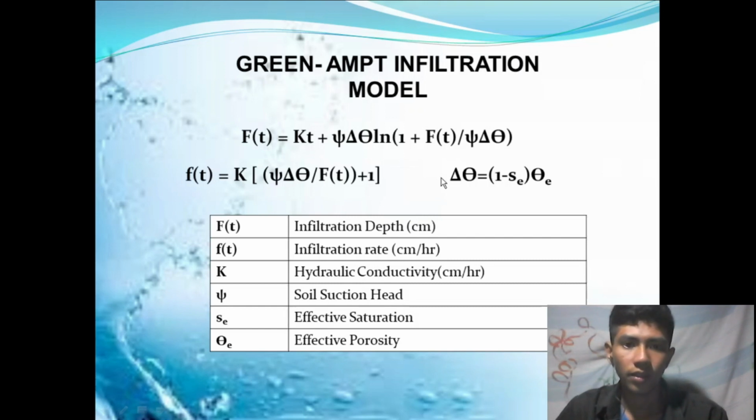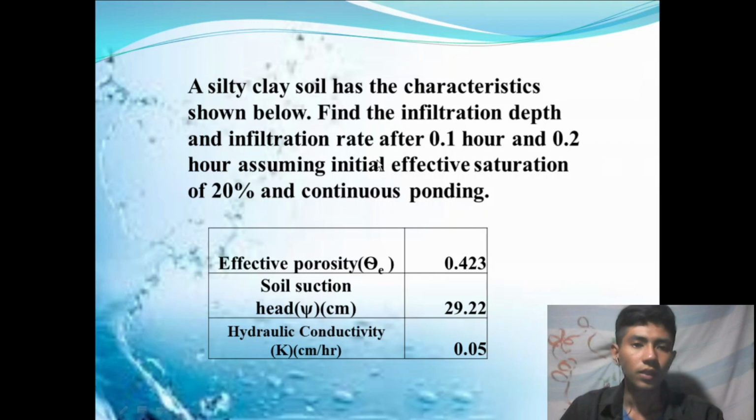Okay, delta theta is equal to 1 minus effective saturation times the effective porosity. Proceed. Okay, a silty clay soil has the characteristics shown below. Find the infiltration depth and infiltration rate after 1.1 hour and 1.2 hour, assuming initial effective saturation at 20% and continuous ponding. Okay, let me just find the video. Green-Ampt.